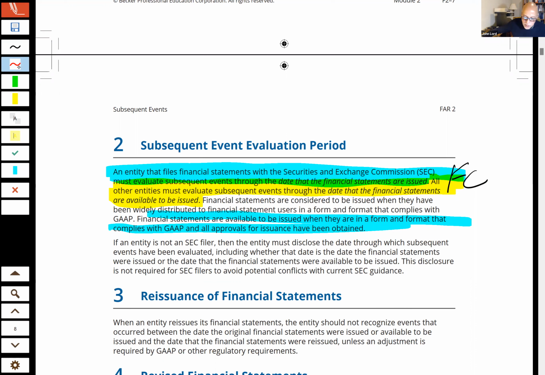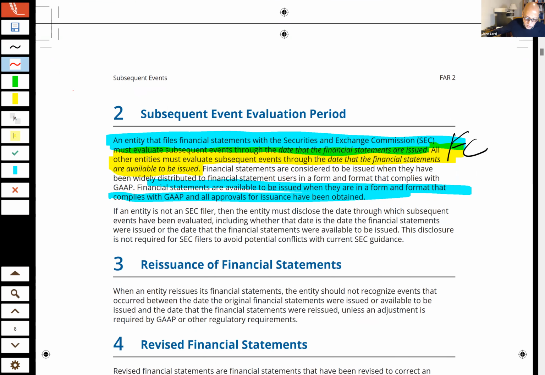If we have to reissue financial statements, we do not have to evaluate subsequent events that might have occurred between the original date the statements were issued and the date the statements were reissued. Otherwise, you'd have a nightmare on your hands trying to figure out every subsequent event that should have gone into a set of reissued statements. No, you don't have to do that.